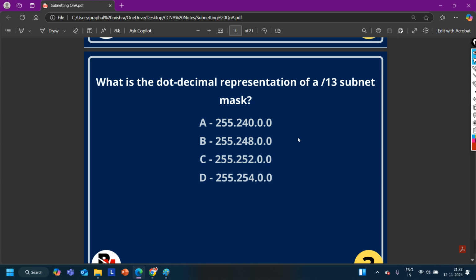Guys, subnetting is a very important topic of networking. One of my friends is preparing for the CCIE lab, and they still have doubts in subnetting. Sometimes he asks me questions from subnetting.